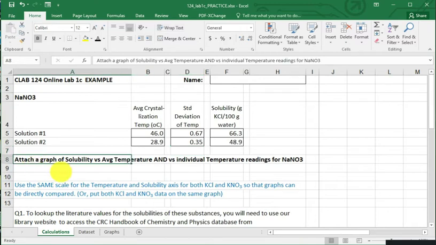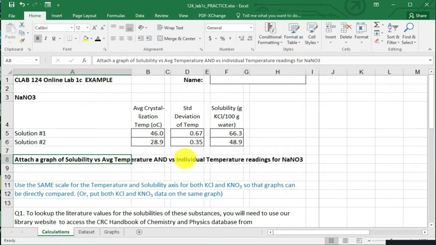All right, the next task is to attach a graph of the solubility versus average temperature and versus individual temperature readings. So this is a little confusing. I need a graph that's going to have temperature on the x-axis. But I have two kinds of temperature, average temperature and individual temperature. But I can only have one x-axis when I do graphing. It can let me have lots of y-axes, but only one x-axis.